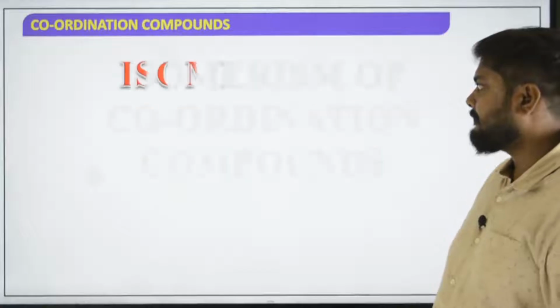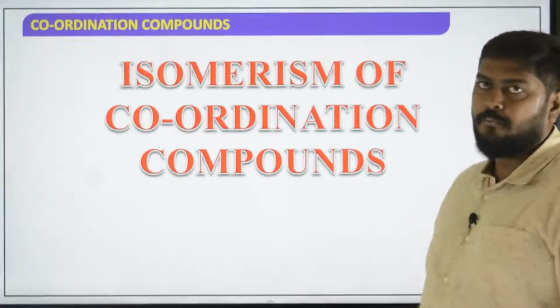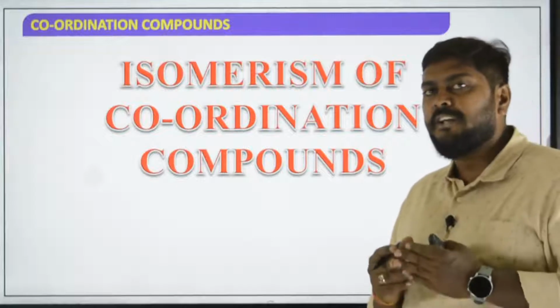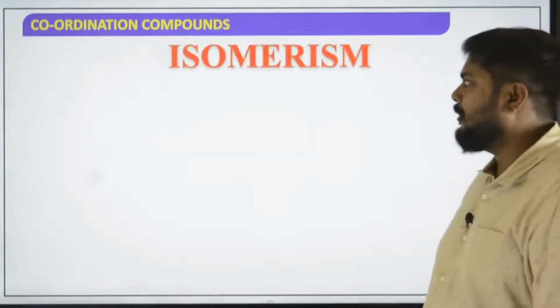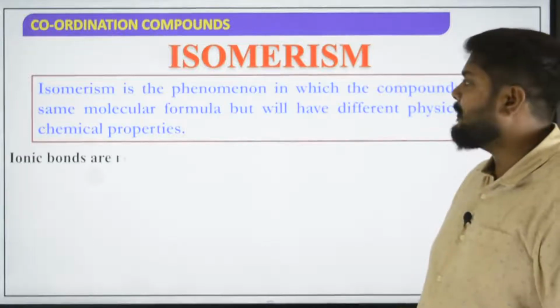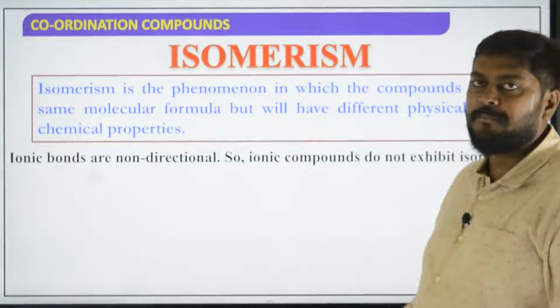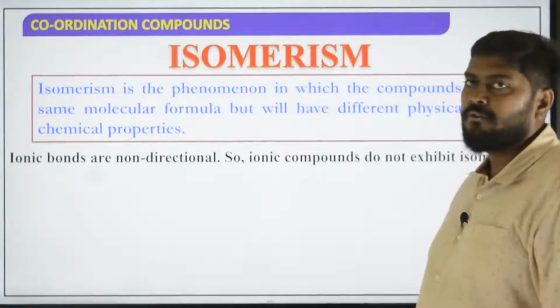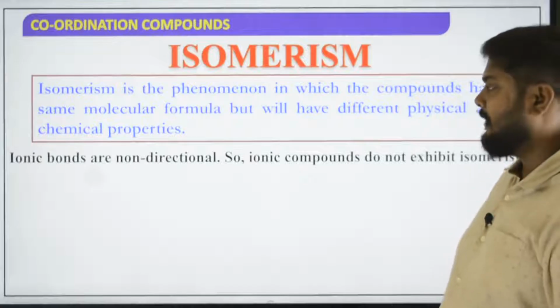Next we are going to discuss isomerism of coordination compounds, right? So what is isomerism? We know it is the spatial arrangement of your ligands, or to put it more simply, compounds that have the same molecular formula but differ in their physical and chemical properties.